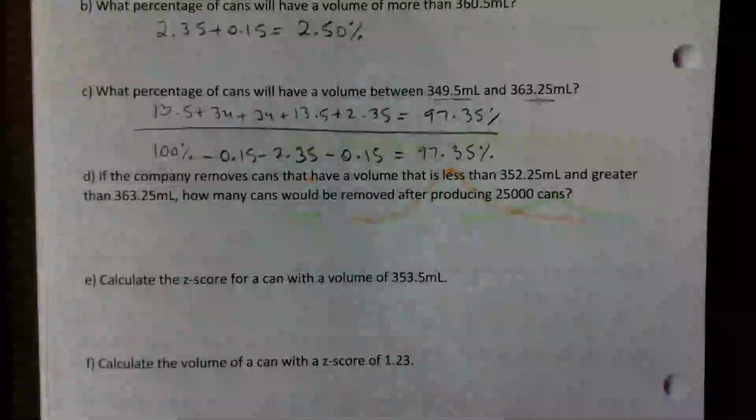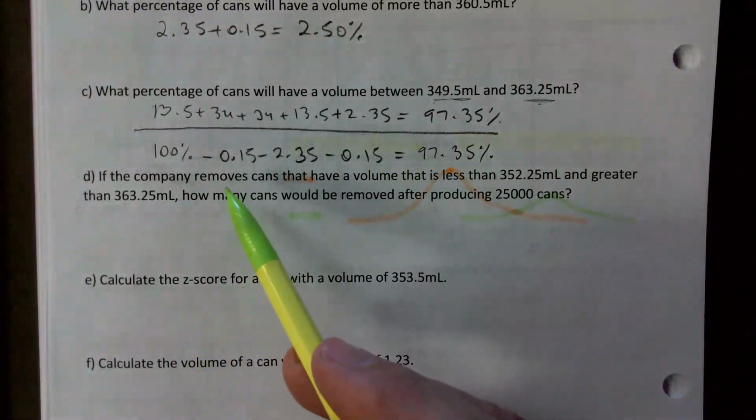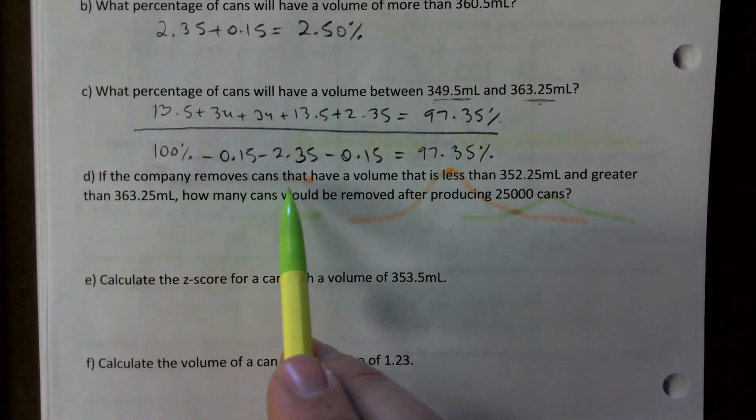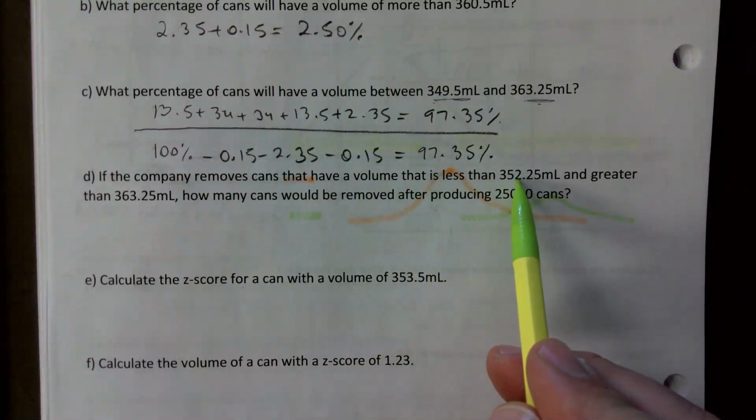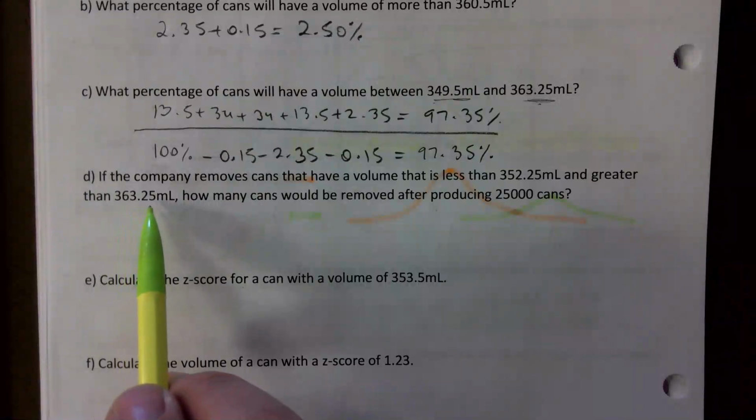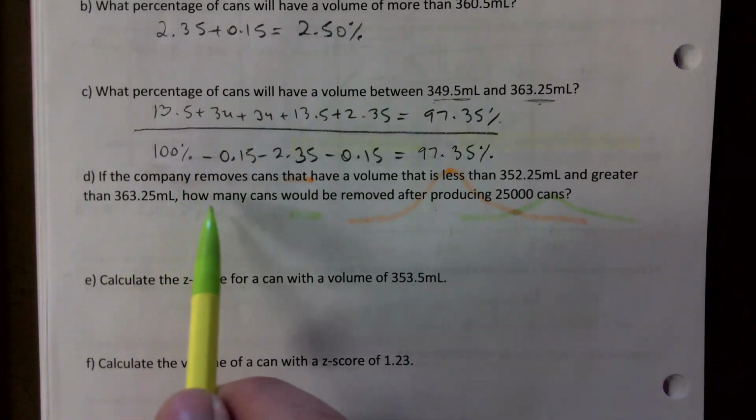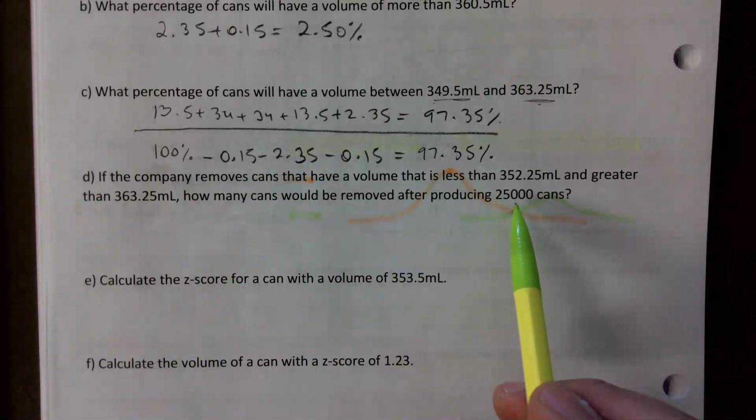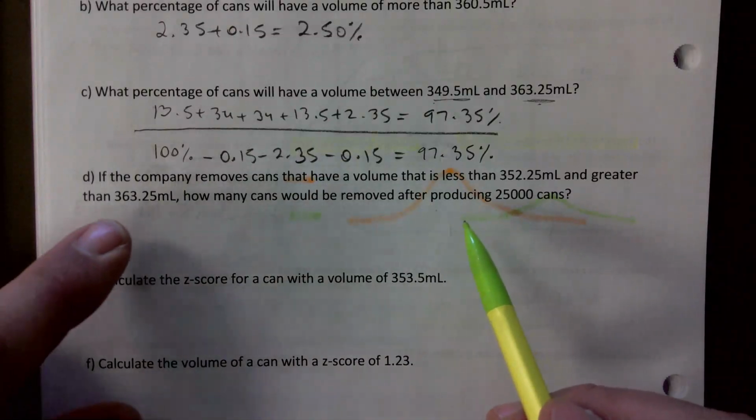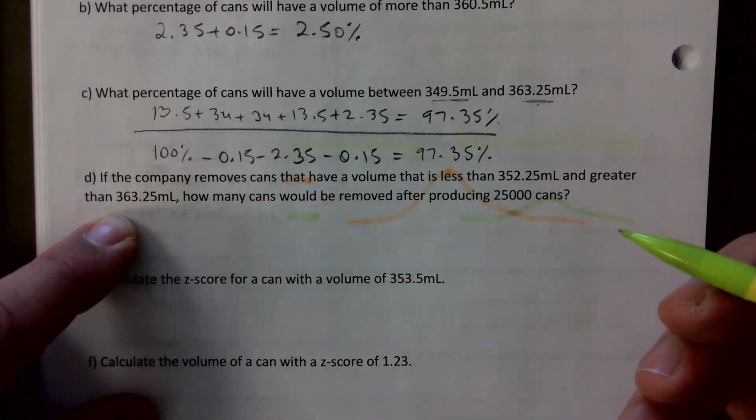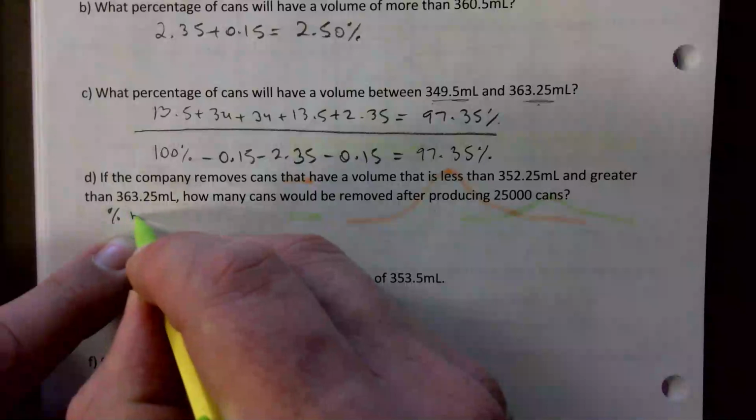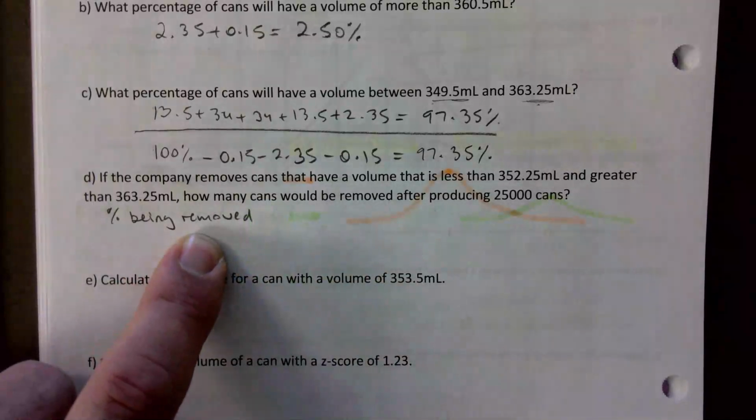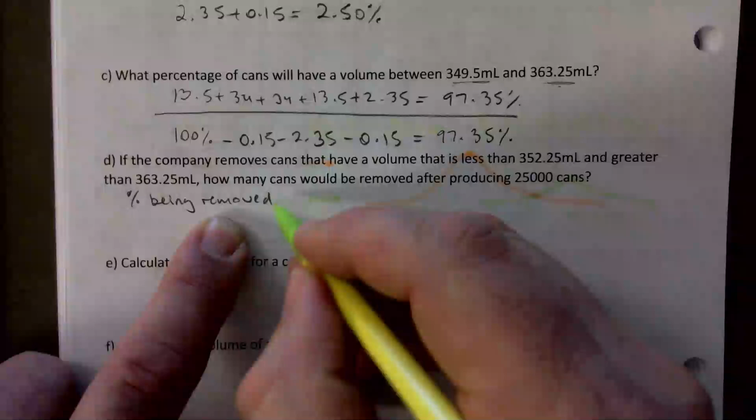D. These ones are a bit more challenging, so it's usually going to have 2 marks attached to this type. Okay? If the company removes cans that have a volume that is less than this and greater than 363.25, not the percentage, but actually how many cans would be removed after producing 25,000 cans. Okay? So you first have to figure out the percentage being removed. If you already have this done, don't write over this, right? You might have looked at my key. This might be slightly different.